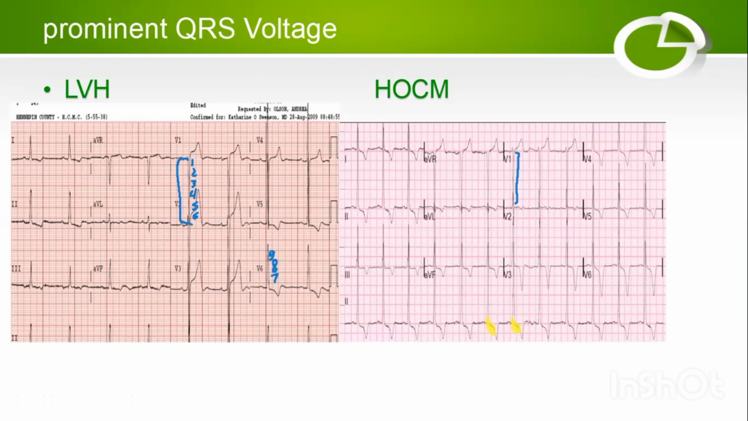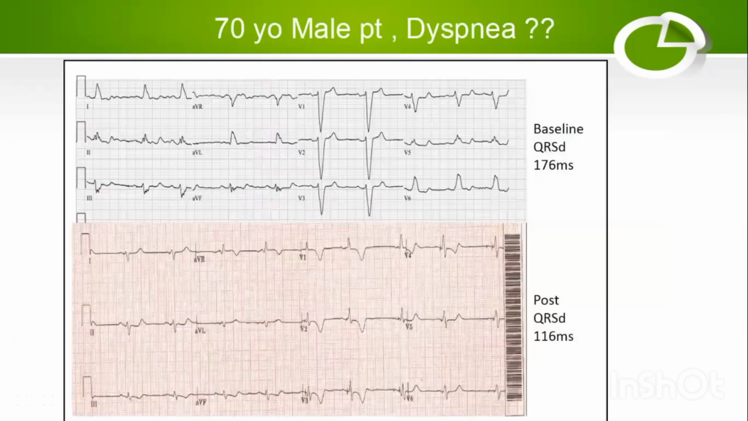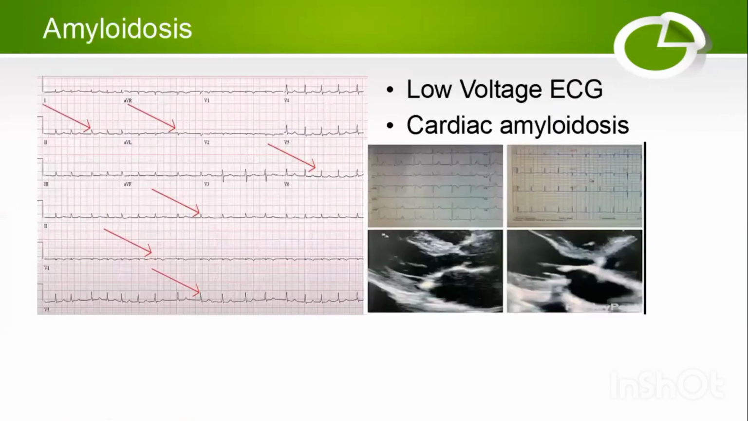But stop, we talked about amyloidosis and said that in amyloidosis there is low voltage ECG with LVH in echo. So what is the difference? Here is the difference: in amyloidosis, LVH is diagnosed by echo, not by ECG.